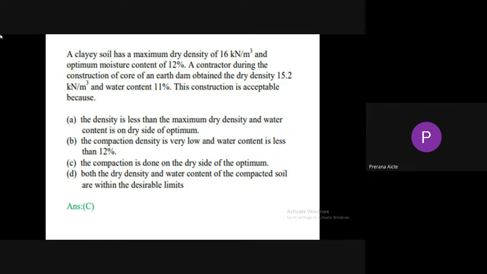So in this case, the compaction is done on the dry side of the optimum. That's why the construction is acceptable.